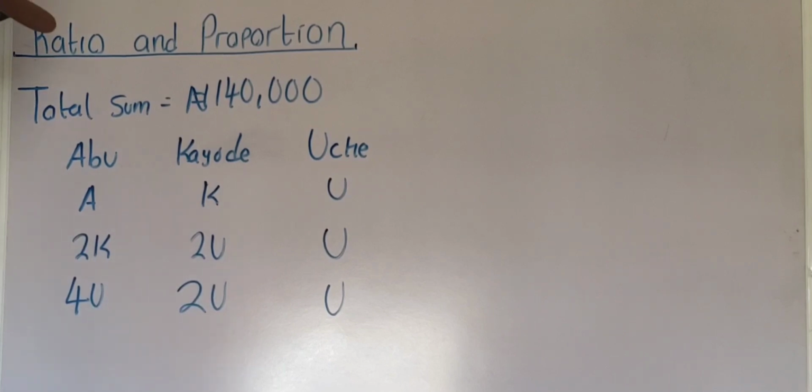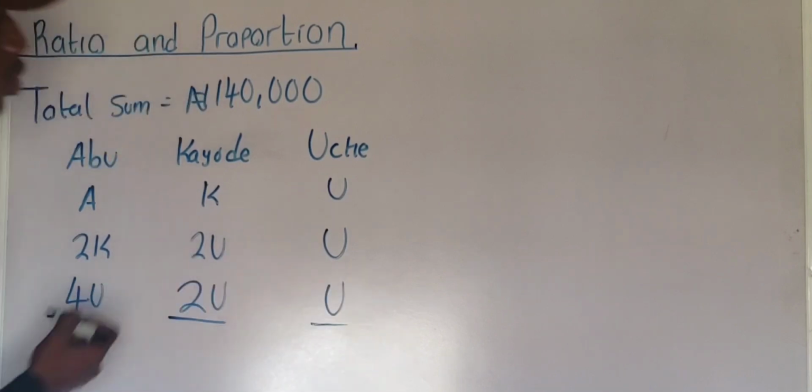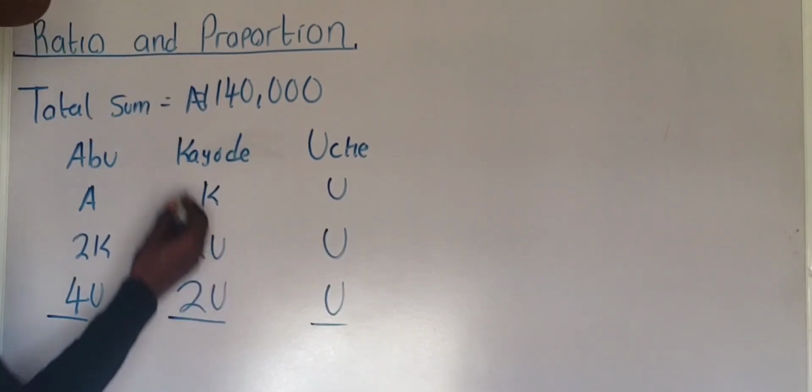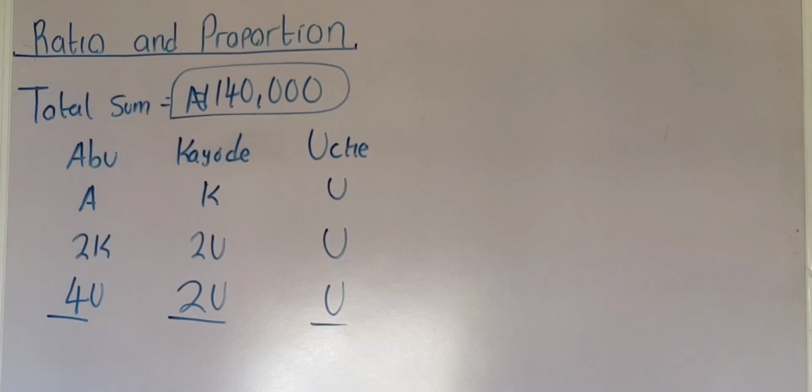So now, since I know that Abu's share is 4u, Kayode's share is 2u, and Uche's share is u, if I sum this together, it must be equal to 140,000 naira. Do you understand? That's what I just explained. That is the reason why I express both Abu's share and Kayode's share in terms of Uche's share: I don't want to have two unknowns so that I will be able to solve the problem. You understand? The next step is that I'm going to sum this together and equate it to the total sum of money that was shared.